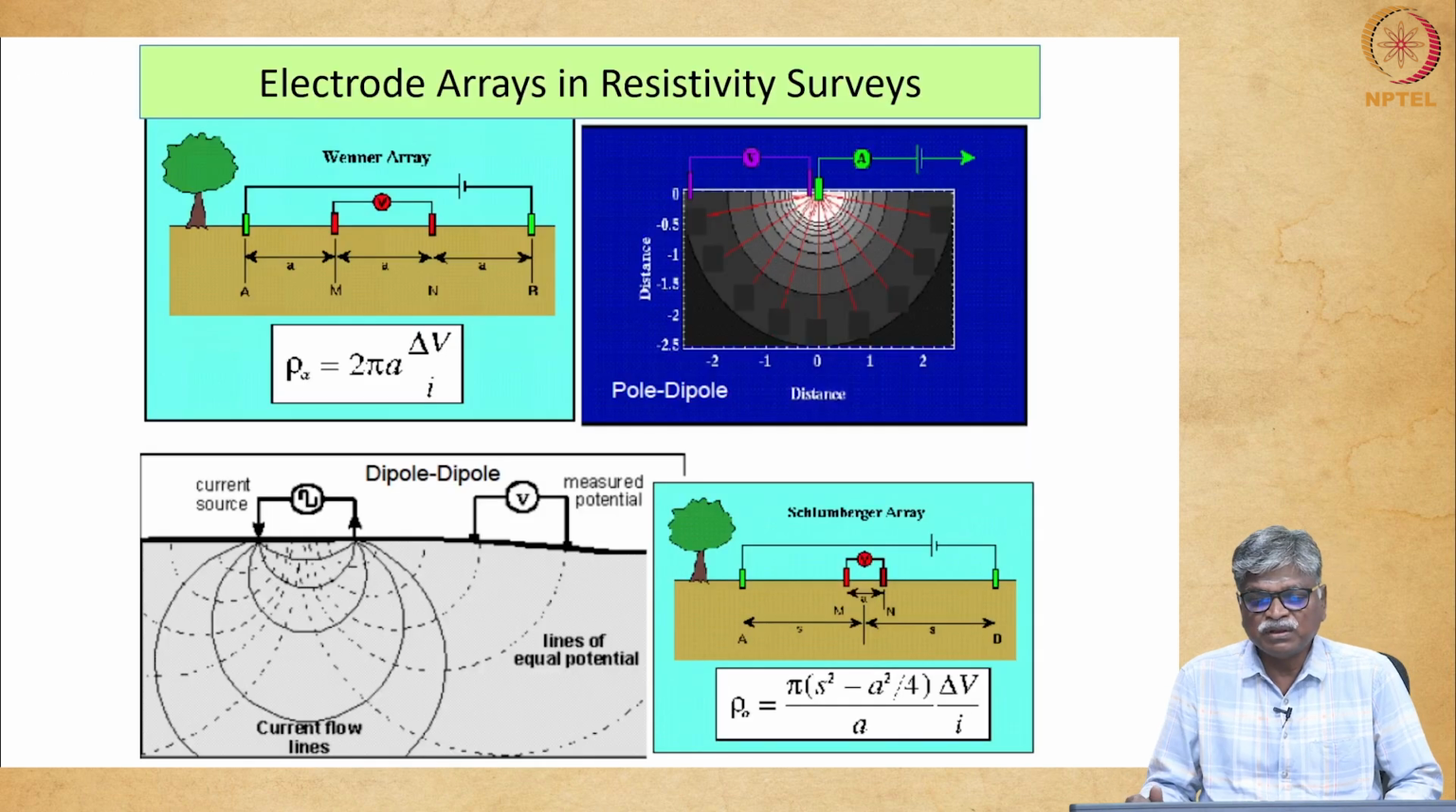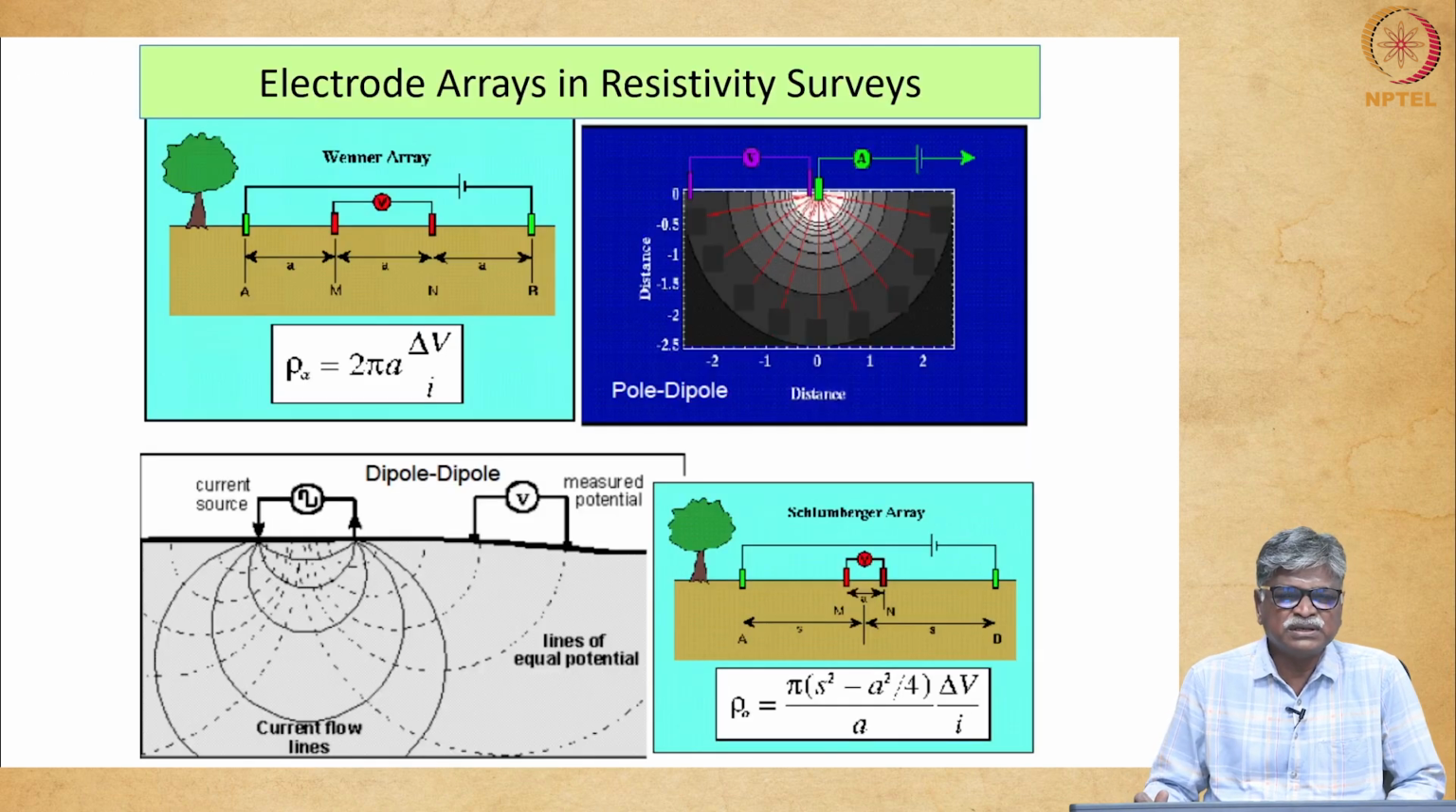And the off-Schlumberger is also there, for where space is not available. Suppose a farmer or a householder wants to put a borewell in the corner of the house or the corner of the plot, then we cannot spread on both sides. At that time, what we have to do is the off-Schlumberger, the pole-dipole. That is called the pole-dipole. That is also possible.